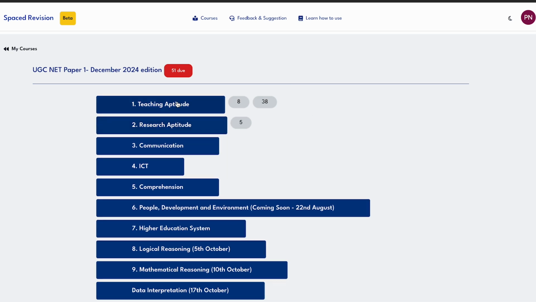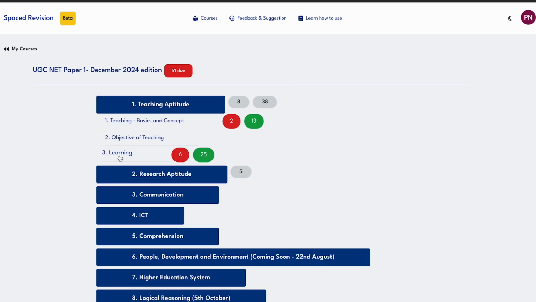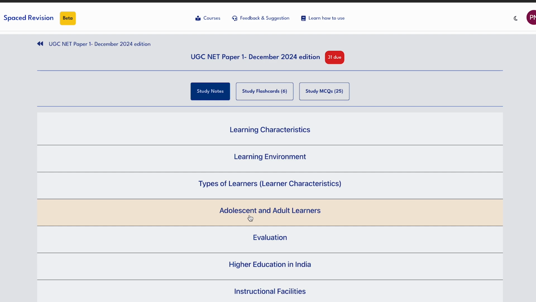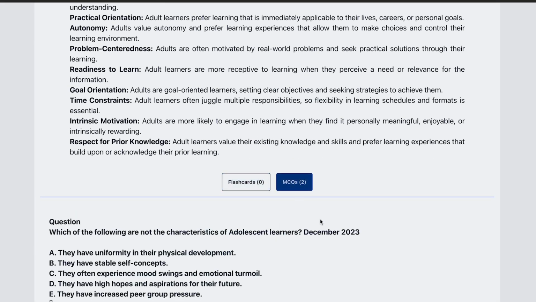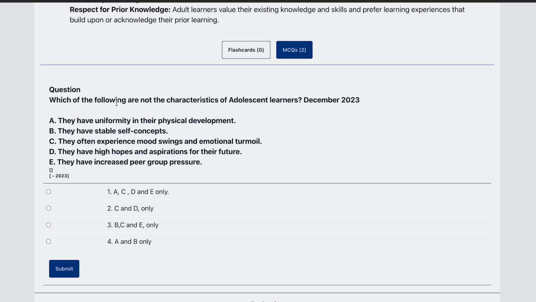Let's click here and let's go to teaching aptitude and learning. Today's topic was adolescent and adult learners. So let's do the MCQs. Which of the following are not the characteristics of adolescent learners? They have uniformity in their physical development. No, it's constantly changing. They have stable self concepts. This is also incorrect. They're learning and hence their self concept is also changing.